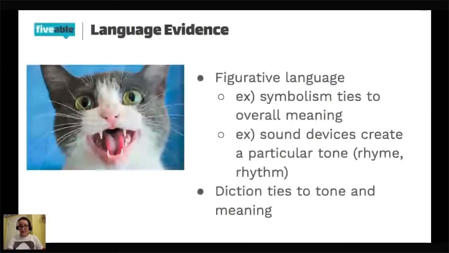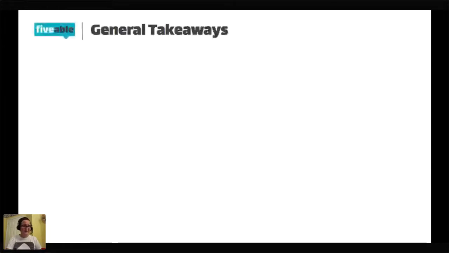Pull out that word choice in case you don't remember what diction is. It's okay. It's a lot of stuff, a lot of words y'all are doing. Okay. So general takeaways from all this. Why am I talking about this?